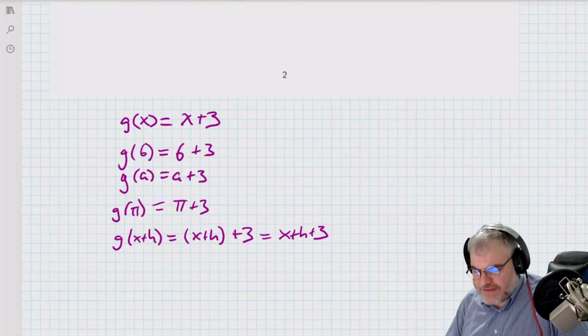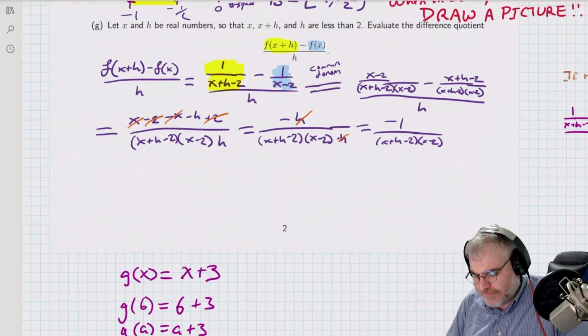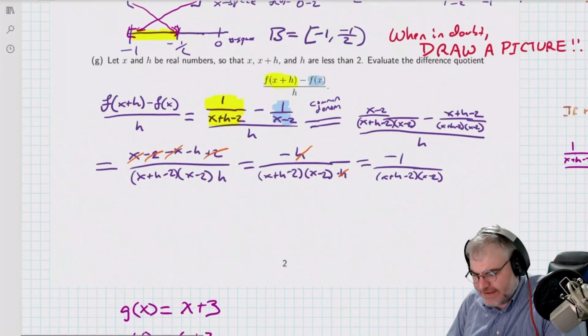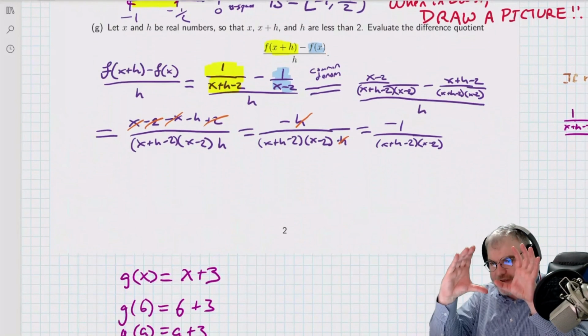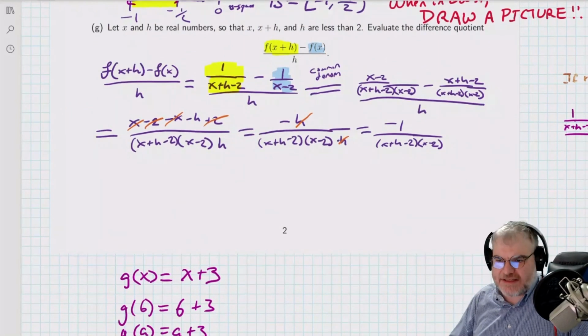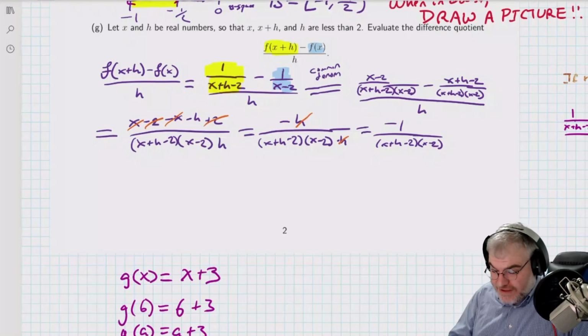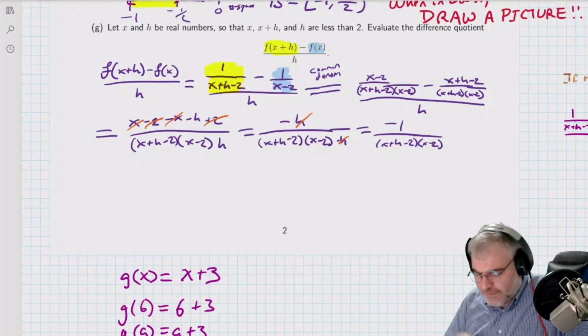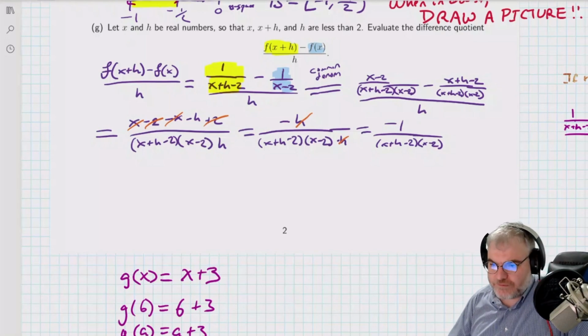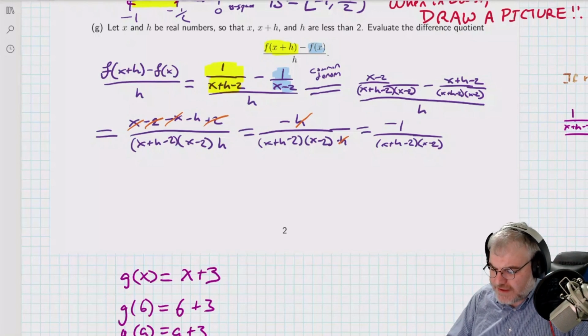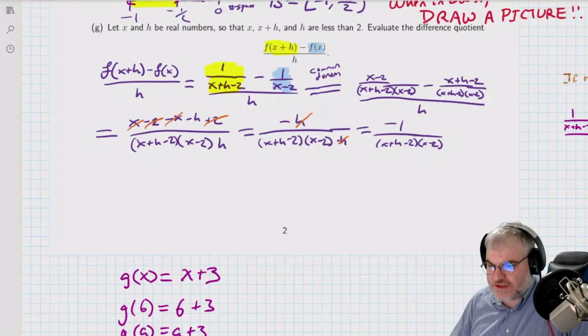Why did I not add parentheses? I could have, but it doesn't matter because of this. I probably should have, but x plus h in parentheses minus 2 is the exact same thing as x plus h minus 2. Now, if I was subtracting, that'd be a different issue, but I'm not there. I don't have a negative in front of the x plus h. No, the correct answer, the final answer is negative 1 over x plus h minus 2 times x minus 2. Yes, x minus 2 is that piece.